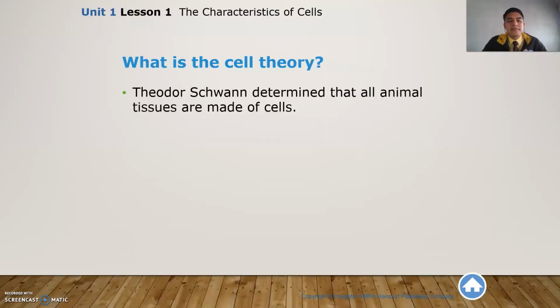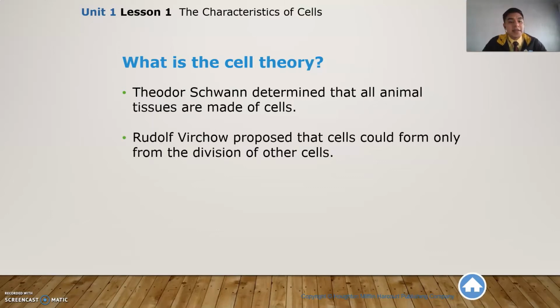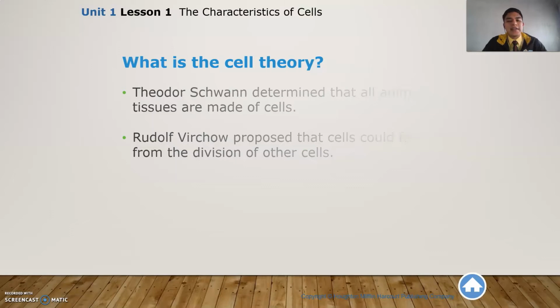All right, so let's continue. We also have that Theodor Schwann determined that all animal tissues are made of cells. And Rudolf Virchow proposed that cells could form only from the division of other cells.